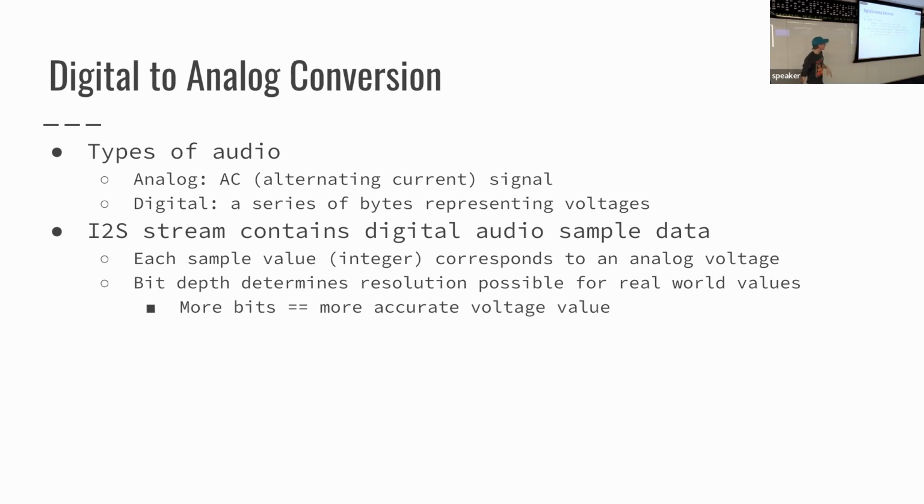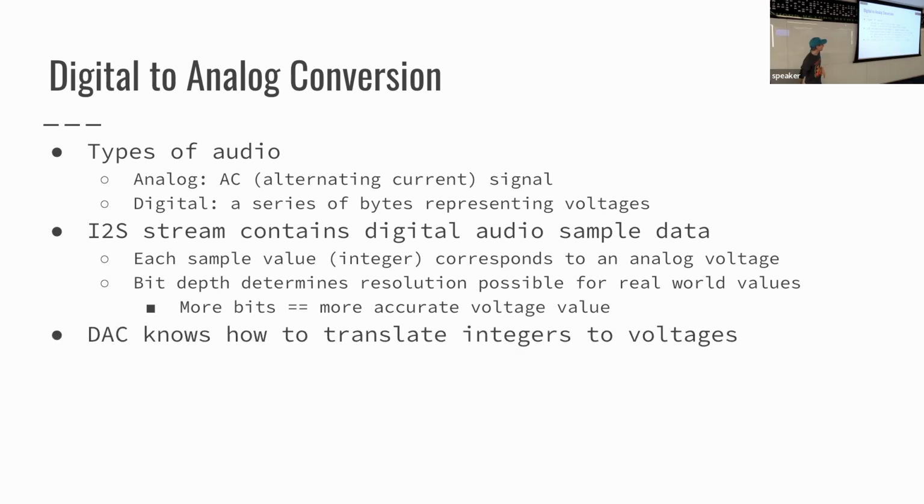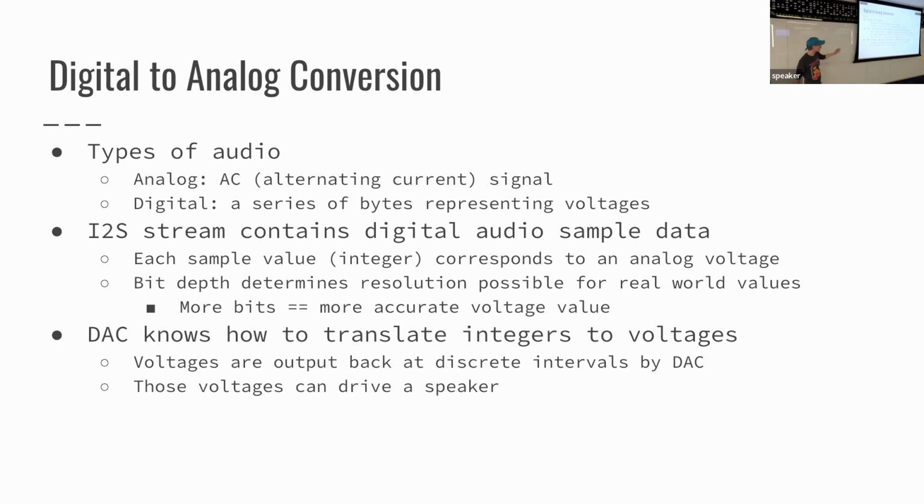So essentially, more bits is better. You get more accurate voltage output and more resolution audio. And the DAC, digital to analog converter, knows how to translate those integers to voltages. That's its special role in life, and then those voltages are what drive the speaker. And even at that point, the audio is not sound. It comes through as an analog AC signal.